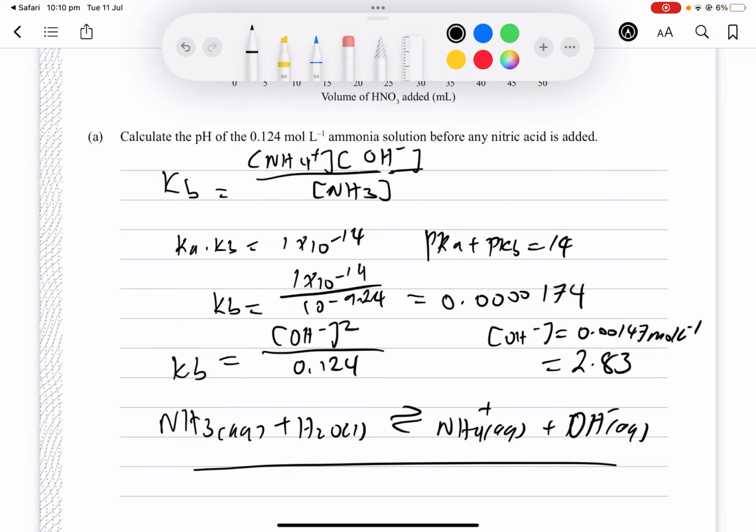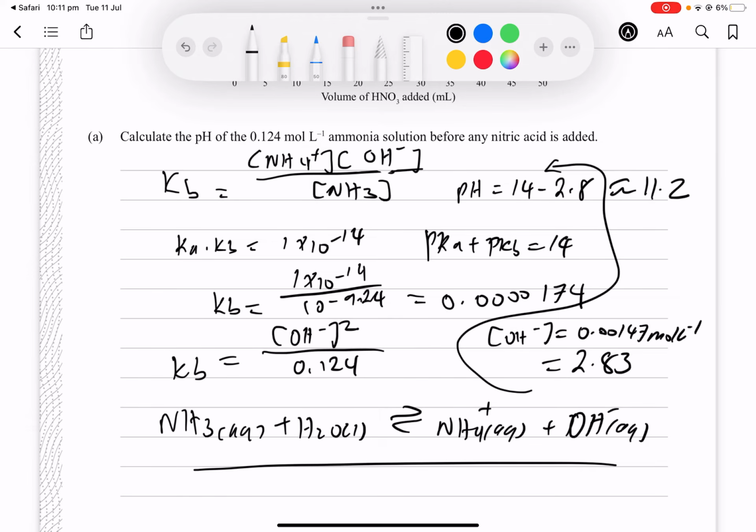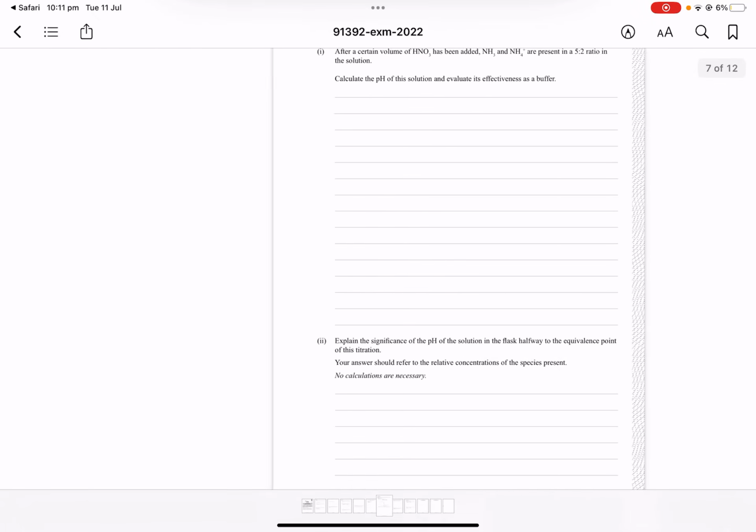So therefore the answer would be 14 minus 2.8, so pH is about 11.2. So 11.2 here will be the answer for our question. So 11.2, that's our pH. And this is a merit level question for the correct calculation. And let's move on to question B.